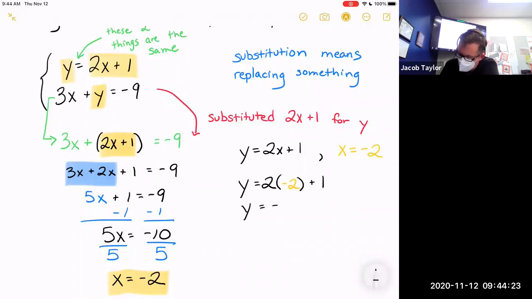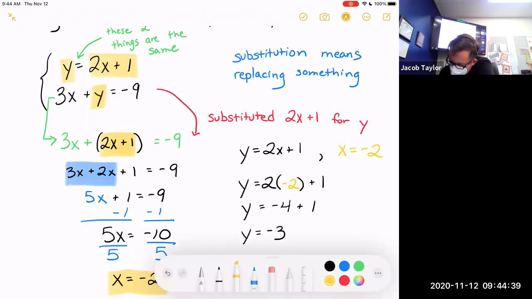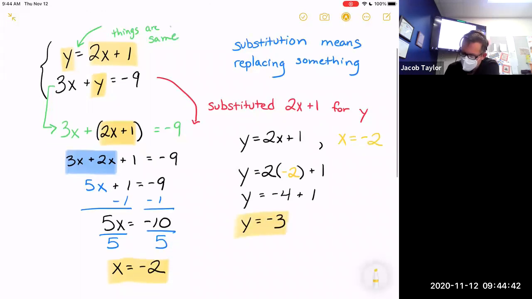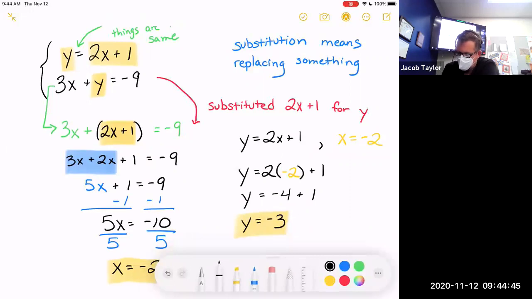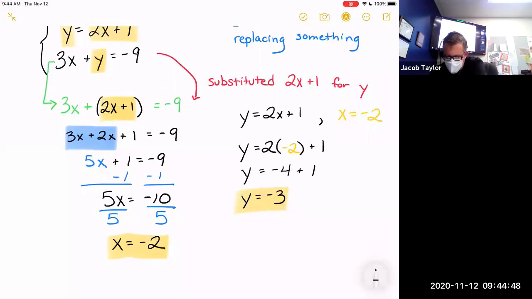Y equals 2 times (-2) plus 1, which is -4 plus 1. Now you can see why parentheses are so important. Without the parentheses, that would look like 2 minus 2 instead of 2 times -2. So I end up with y equals -3. I'm going to recommend to you that you not leave your answers looking like this because our answer should actually be a coordinate. The answer to a system of equations is the coordinate that both lines go through. So I'm going to recommend you write that as (-2, -3).